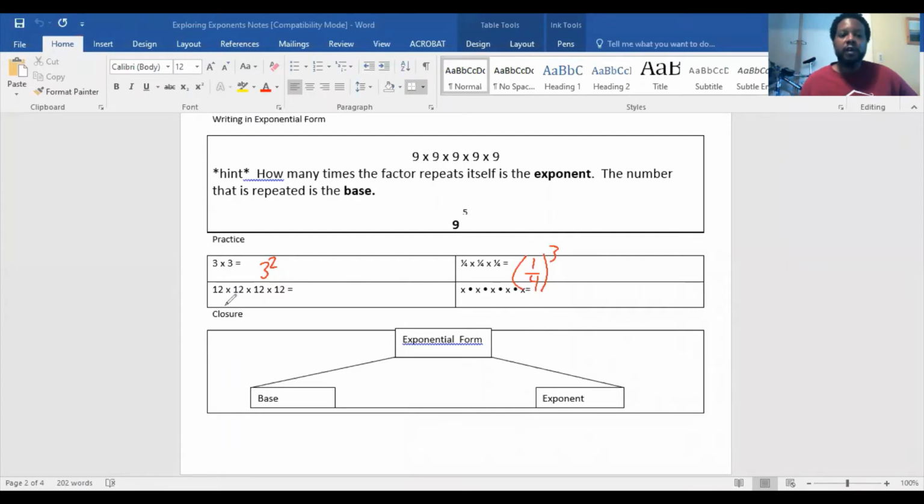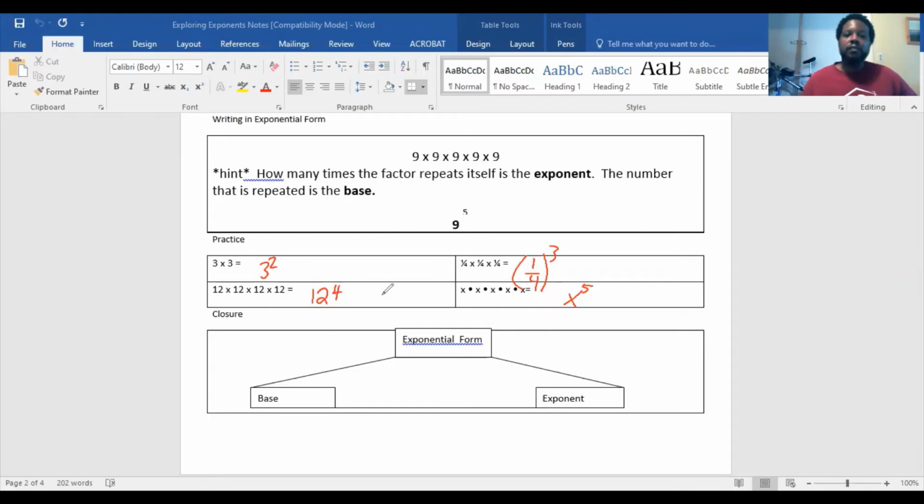All right, here we have 12 times 12 times 12 times 12. The number that I see is 12. How many times do I see it? 4 times. So it's 12 to the 4th power. Okay, and the last one I have x times x times x times x times x. The variable that I see in this case is x and not a number. How many times do I see it? I see it 5 times. My exponent is 5.